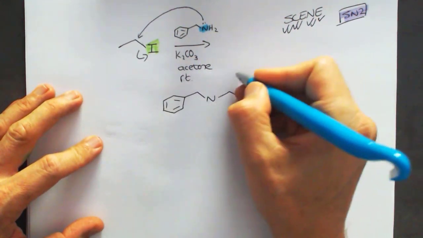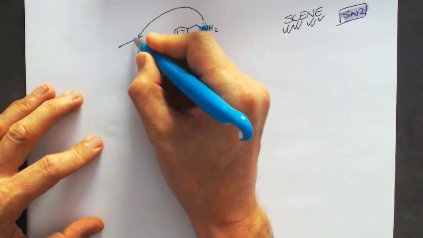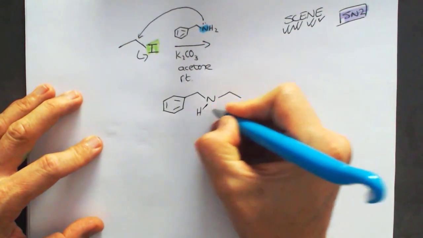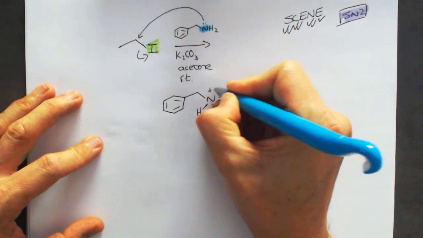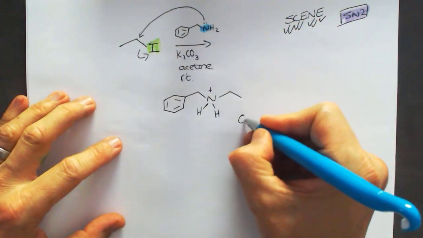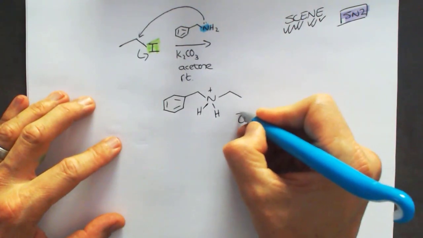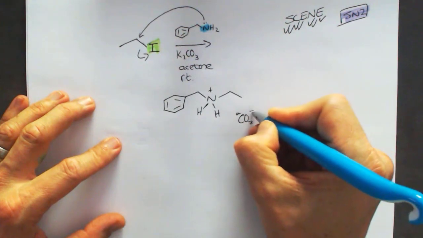So we've got our nitrogen. It's added to the two new carbons. The iodine was kicked off. We have two H's over there, so we can't forget those, which means that this is now positively charged. And then we have the base, of course. And so we've got CO2, technically 2 minus. The minus is on the oxygen.